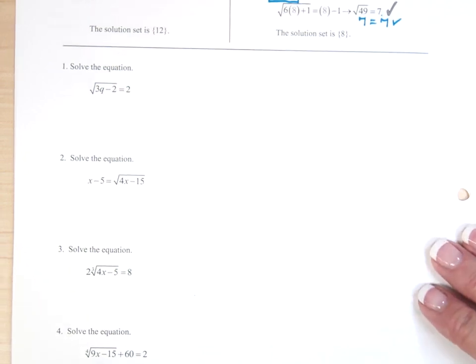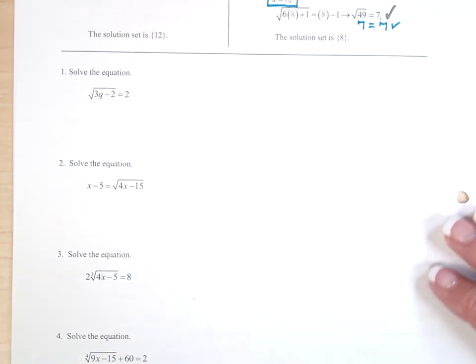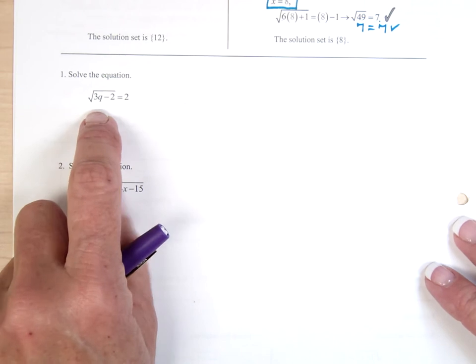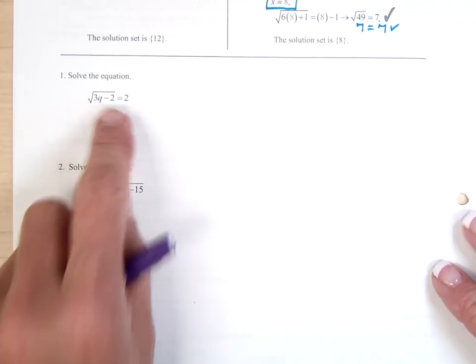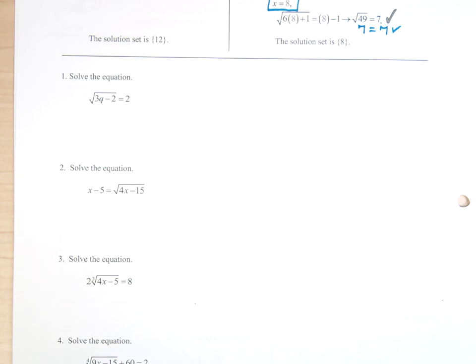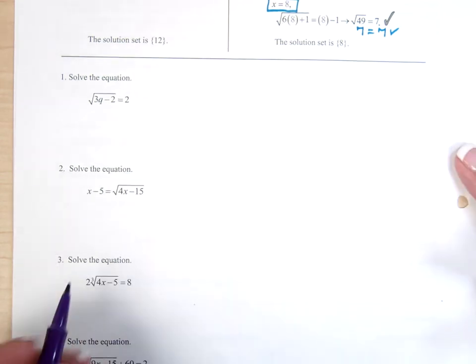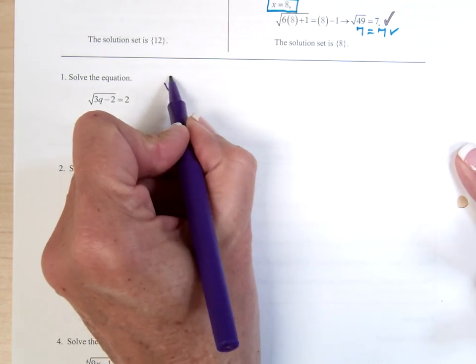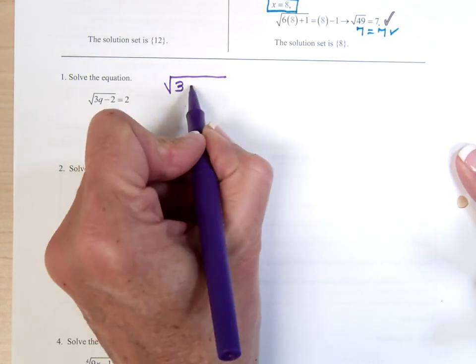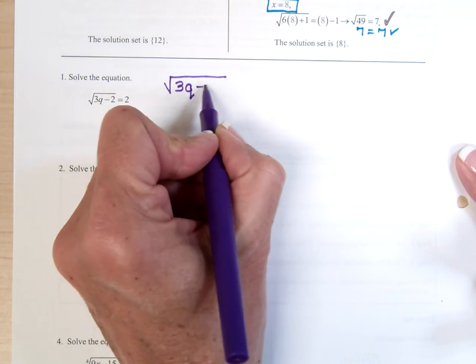So now let's try some of these on our own, now that we went through the practice problem. So step number 1, the minute I see a radical, I say, is that radical isolated? Yes, it's all by itself on the left side of the equation. It is isolated. So I'm going to go ahead and write bigger over here just so it's easier for you to see.